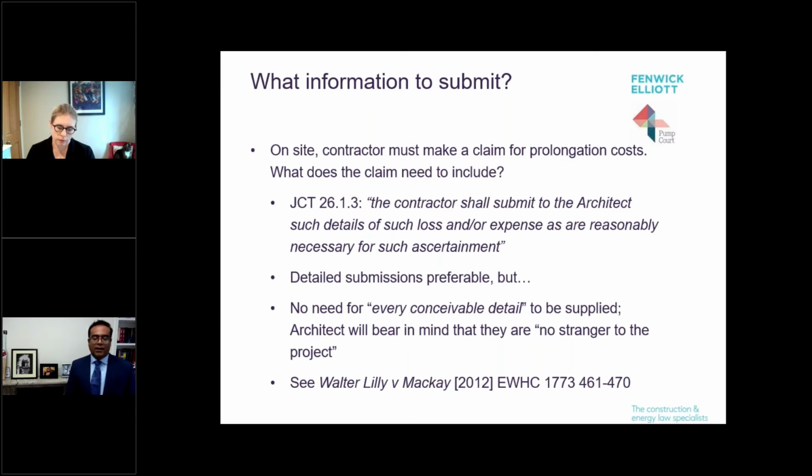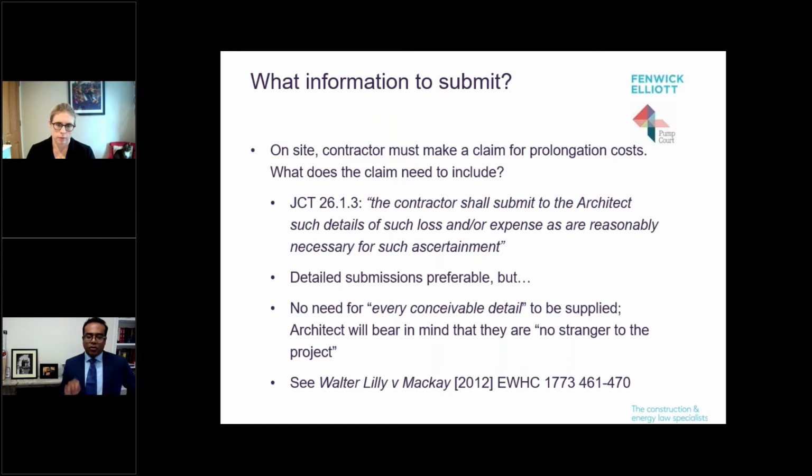What Mr. Justice Aikenhead, now a very successful arbitrator, said was that there was no need for every conceivable detail to be supplied just for the engineer or architect to assess the claim. And for my part, that is quite sensible and obviously right.